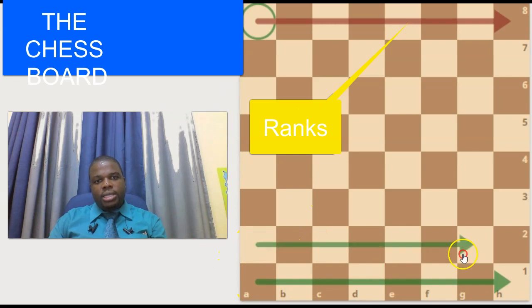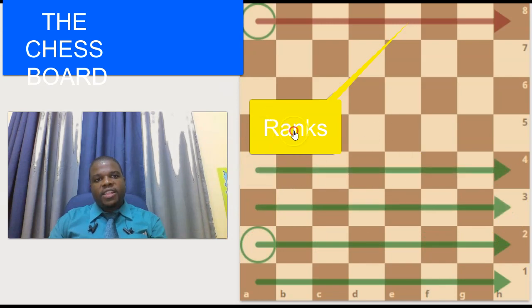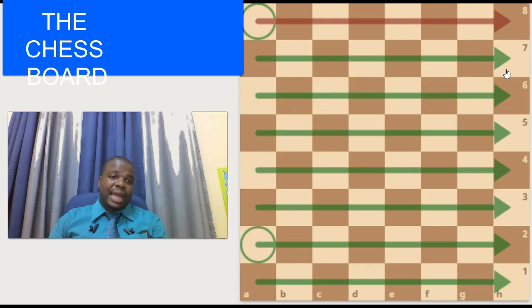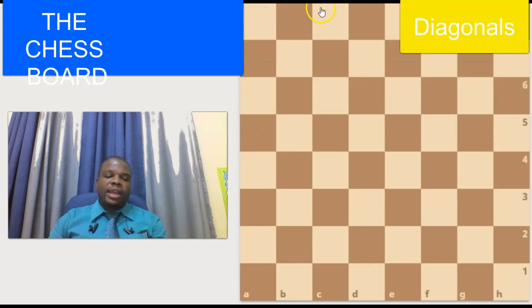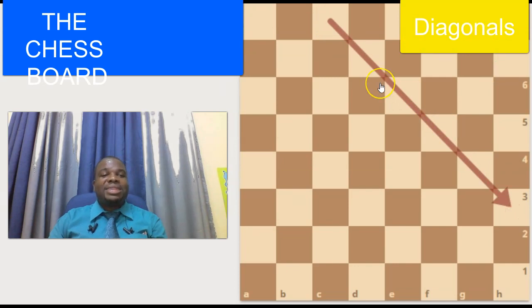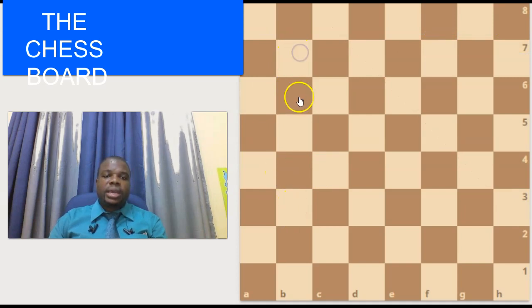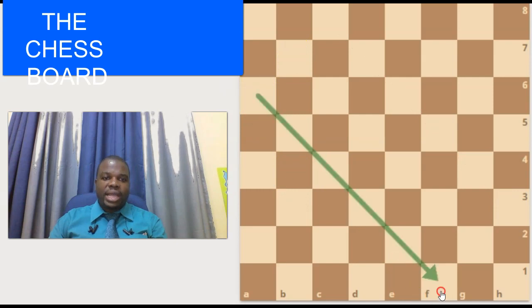First rank, second rank, third rank, fourth rank, the 5th rank, the 6th rank, the 7th rank. Alright? We also have diagonals. And of course, diagonals are squares on the same color. It must be connected by a straight line. That means if you have something like this, that's not a diagonal because there are two different colors here. This is a file. They must be of the same color in a straight line.